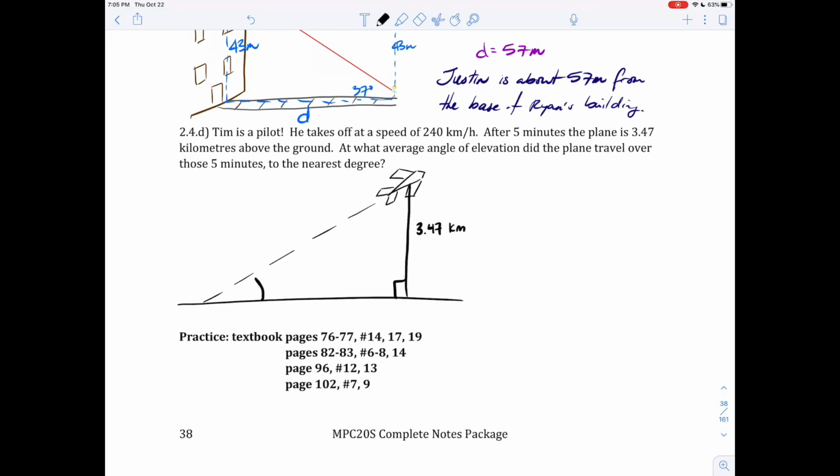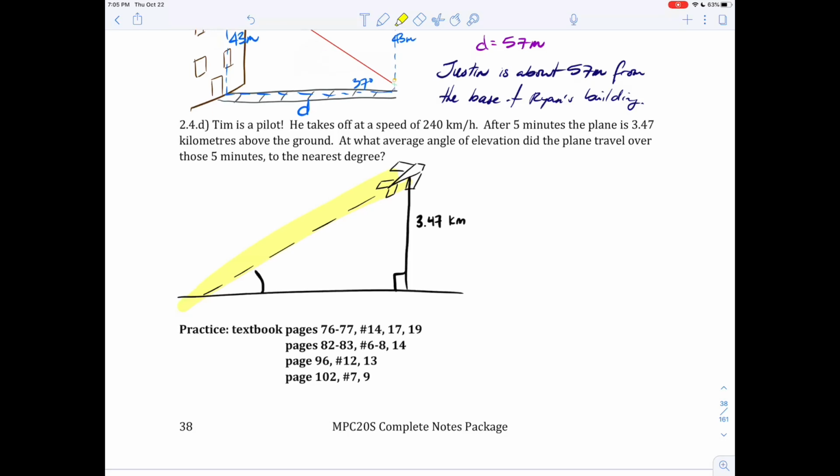Now, here's the thing. We know the plane's speed. We know that the plane took off at a speed of 240 kilometers an hour, and it traveled for 5 minutes. So we need to know whatever this distance is. But we're not given a distance. We're given a speed, and we're given a time. And we can use that to help figure out what that distance is.